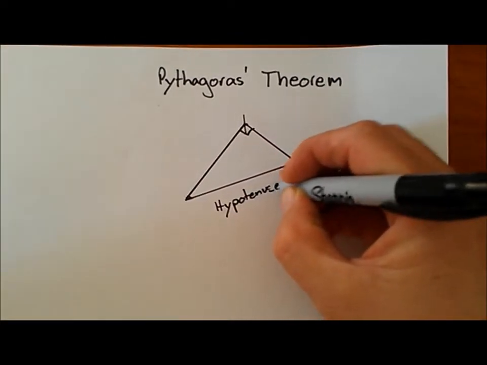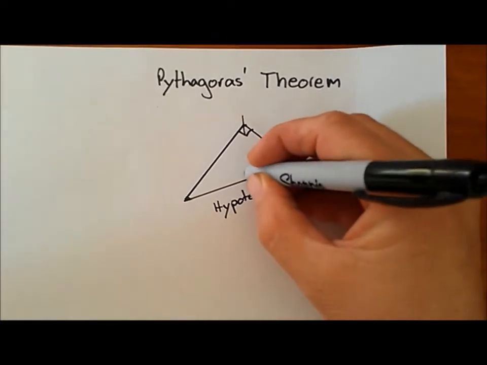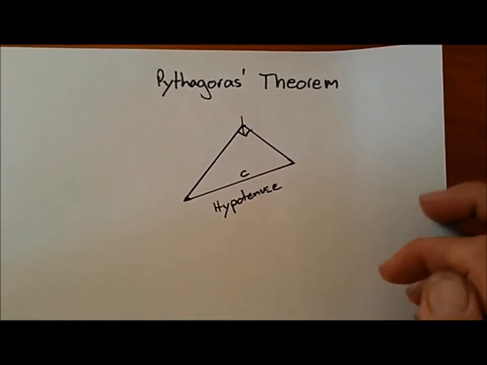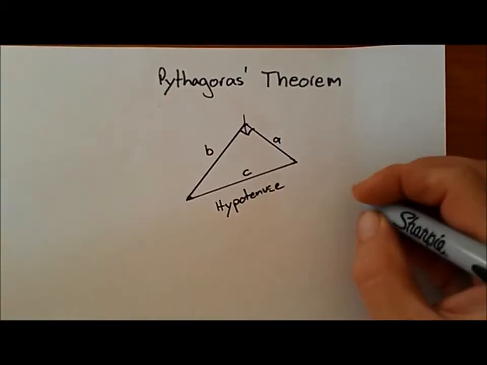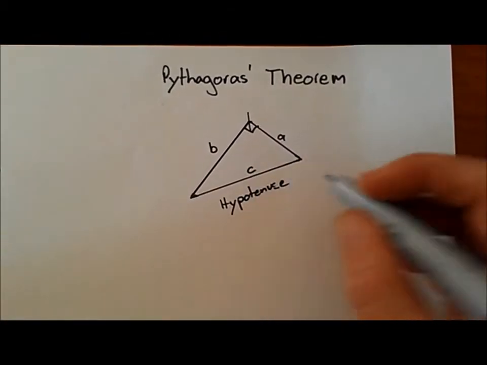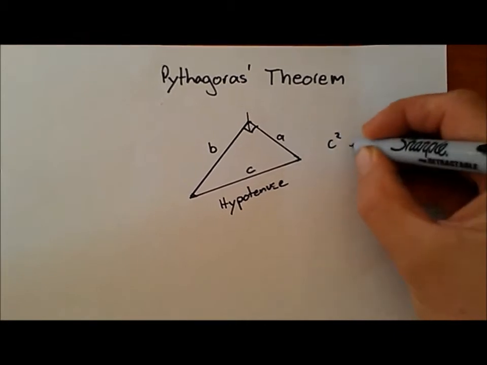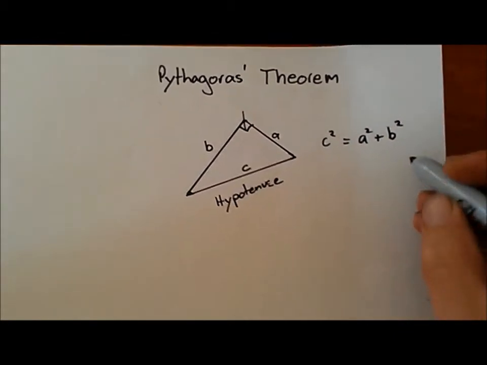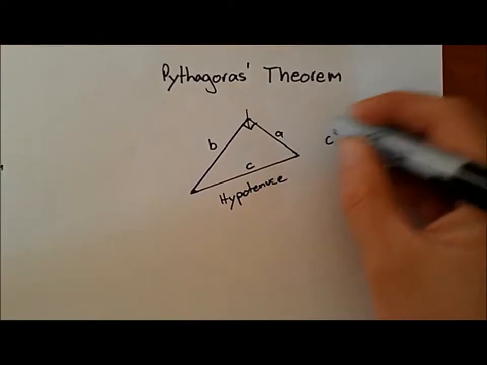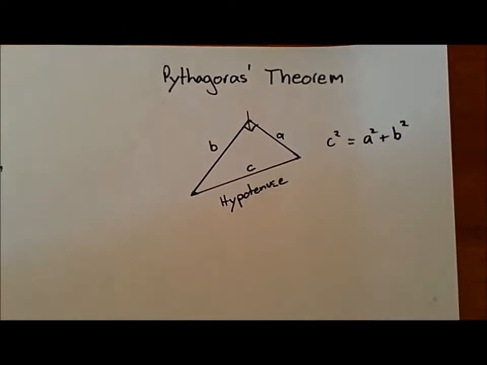Now rather than writing hypotenuse every time, I'm just going to label the hypotenuse as C. So I'm going to call C my hypotenuse, and the other two sides I'll call A and B. So Pythagoras' theorem, the square on the hypotenuse, C squared, is equal to A squared plus B squared. And that's the formula that accompanies Pythagoras' theorem that we'll use in this unit.